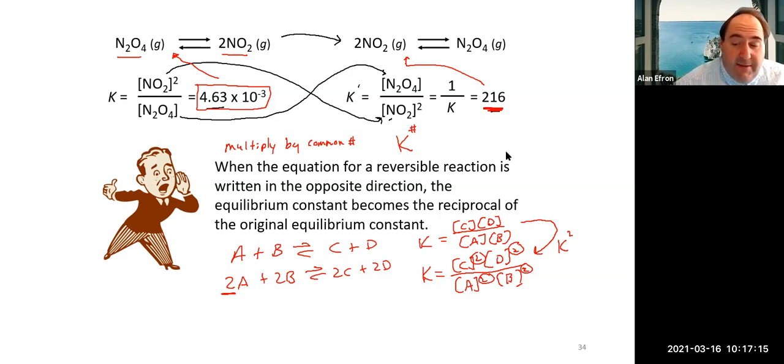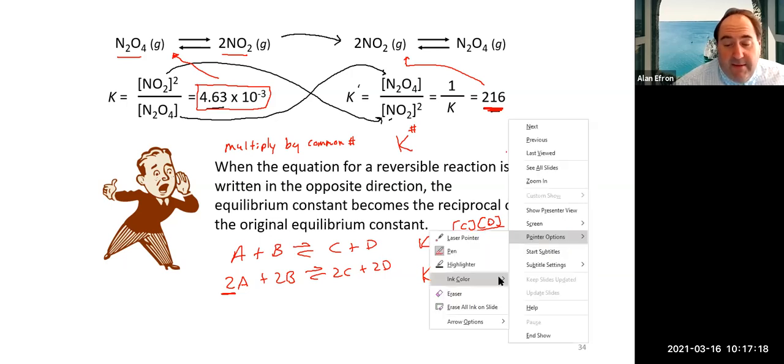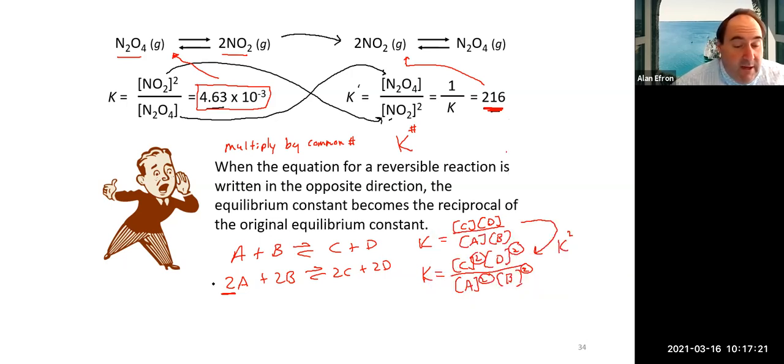Now, the same thing can be thought of, though you may need to divide by a common number. Let's just say we needed one of everything, so we'll go backwards, going this way. We basically divided by 2, which means our K value would be going in this direction. And as we go from the K value on the bottom to the K value on the top, we're taking the square root of it. So our K went from there to the square root of K. If we divided by 3, you would take the cube root of it. If you divided by 4, the 4th root, and so forth.